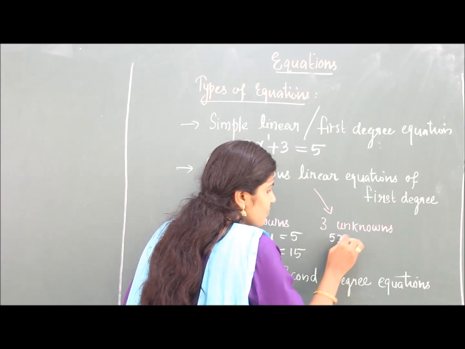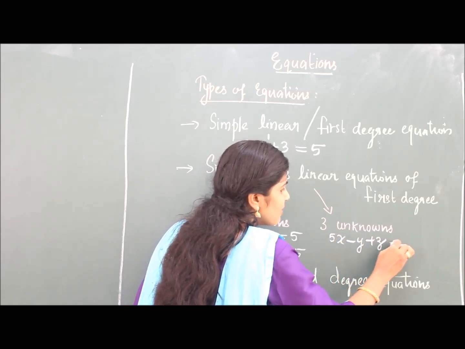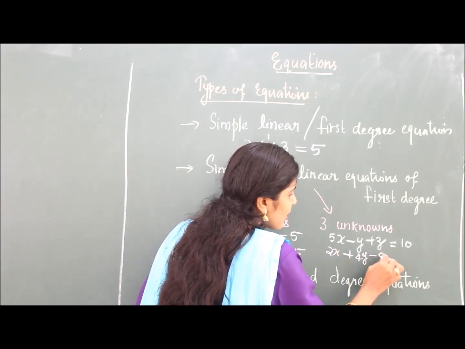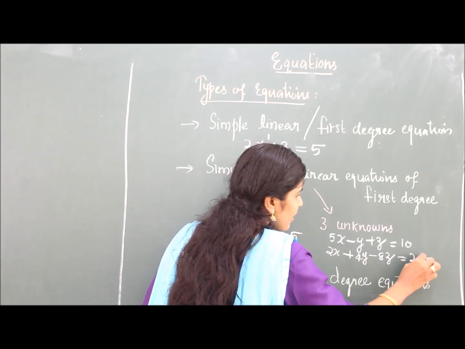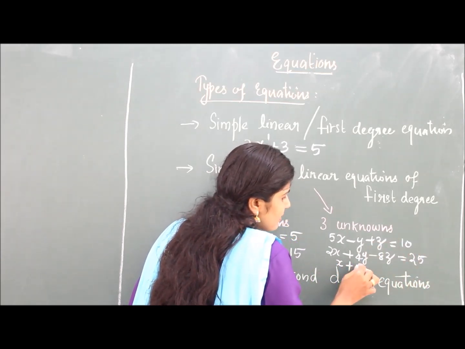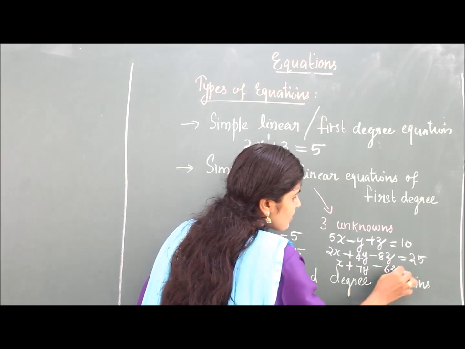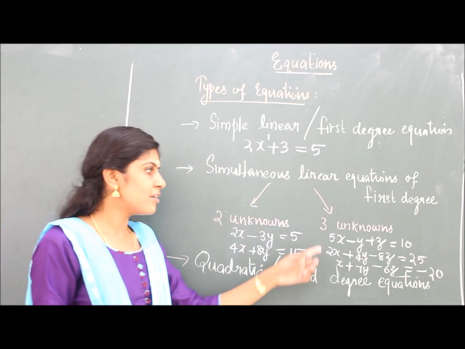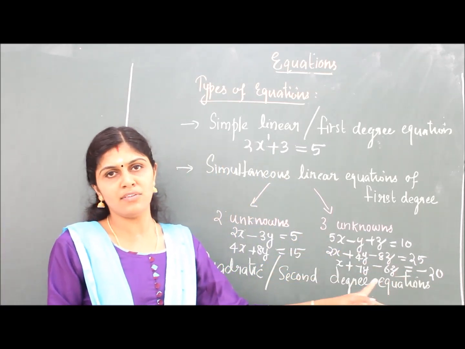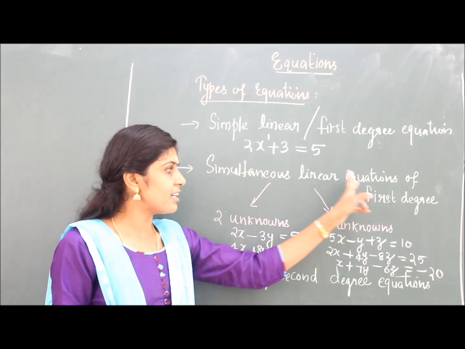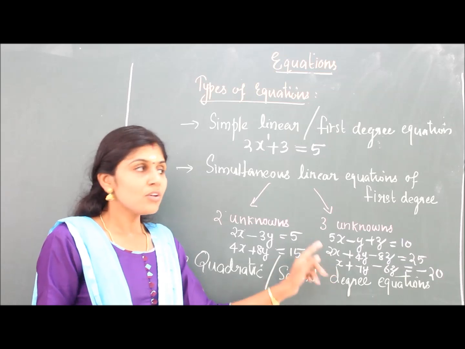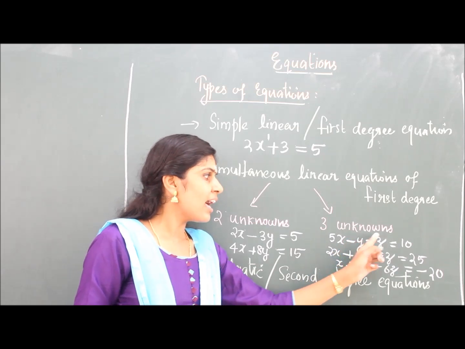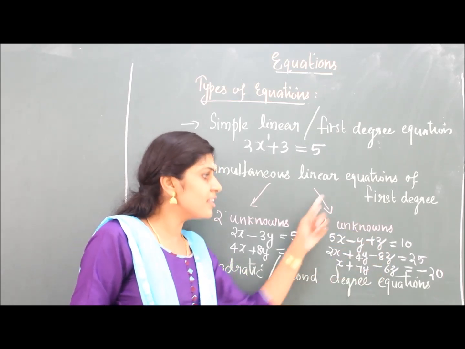Now, in the case of 3 unknowns, as I told you earlier, it contains 3 variables. As an example, 5x minus y plus z is equal to 10, 2x plus 4y minus 8z is equal to 25, and x plus 7y minus 6z is equal to minus 20. So here I have written 3 equations in 3 unknowns. This is the case of simultaneous linear equations in 3 unknowns. Here also the solution means we have to find the values of x, y and z which make all these 3 equations true.